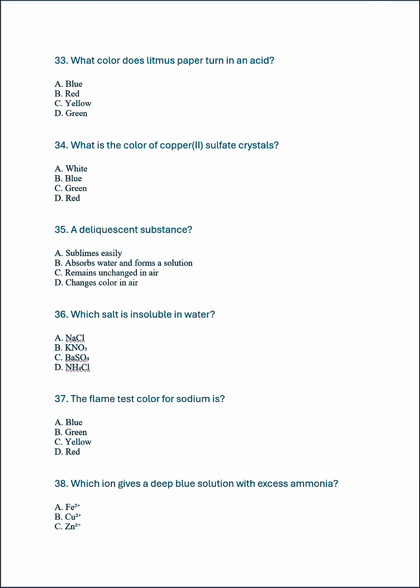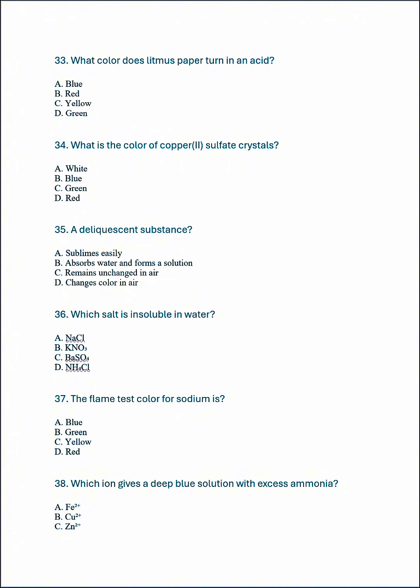33. What color does litmus paper turn in an acid? This one is very simple. So the correct answer there is B, red. 34. What is the color of copper(II) sulfate crystal? If you have seen copper(II) sulfate crystal, you would know that the color is blue. That is option B. All right.